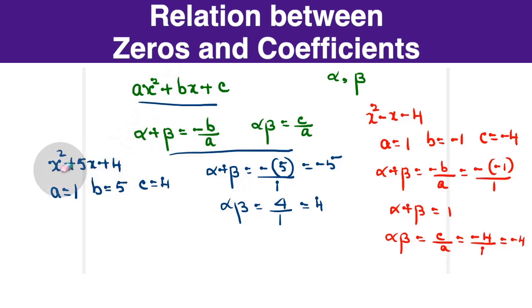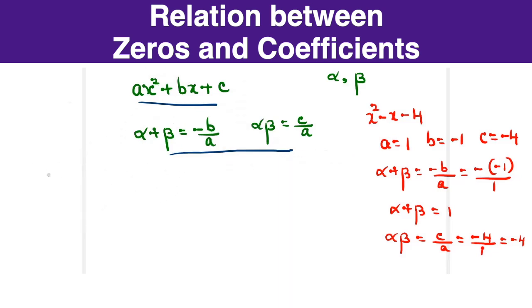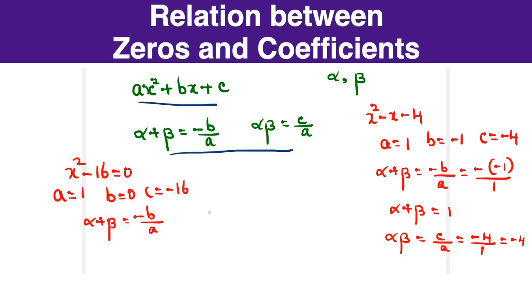Okay, so we'll do one more expression and see how this gets done. In this case, the expression is x squared minus 16x is equal to 0. So as usual, let's generate the a, b and c. a in this case is 1. b, there is no x term, which means b is 0. c is equal to minus 16. So if we generate the alpha plus beta, it is minus b by a. Since b is 0, alpha plus beta is going to be 0. Alpha beta is c by a. So the value of c is minus 16 by 1. So this is going to be minus 16.